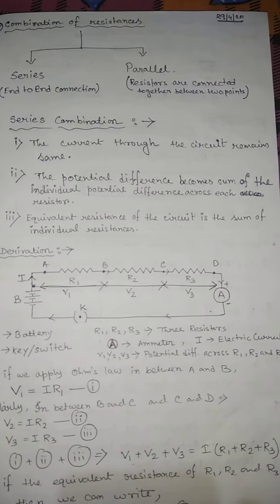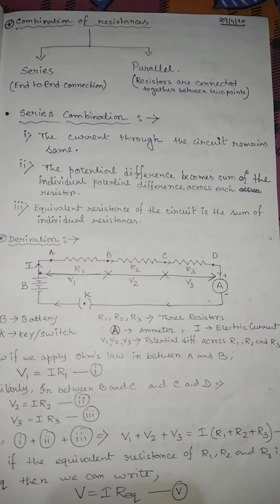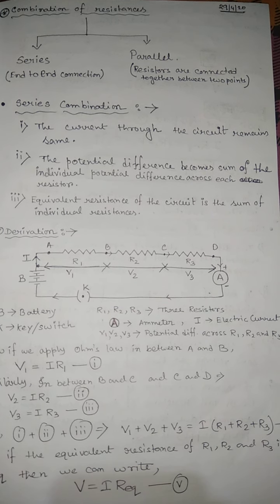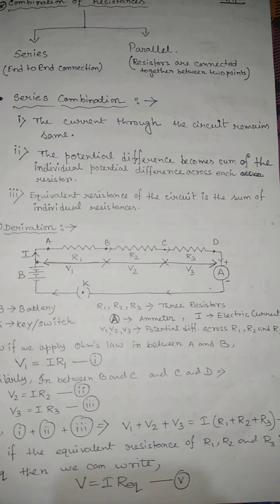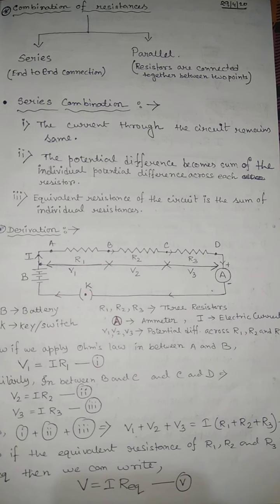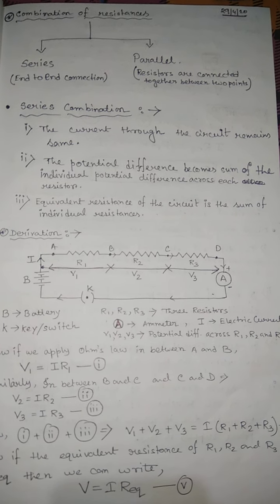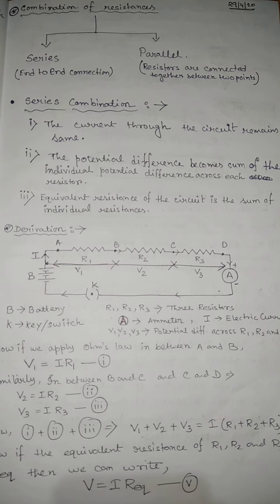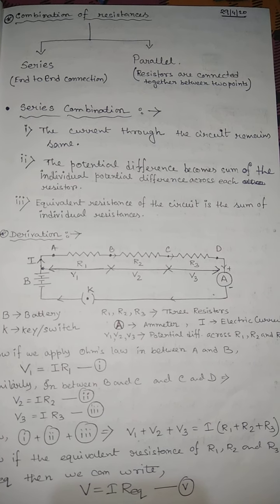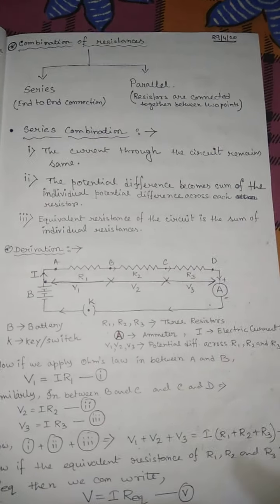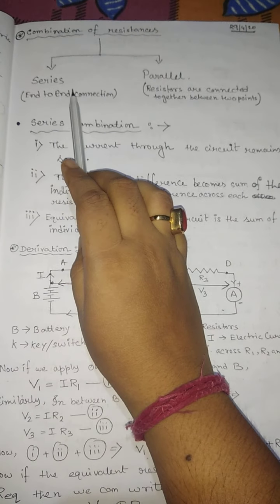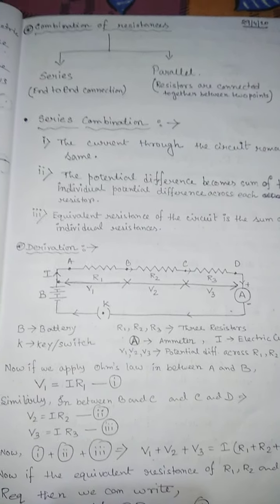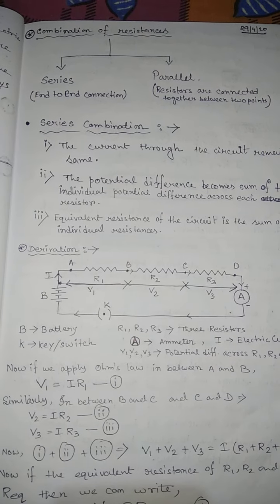Okay, so dear student, in this class we discuss the combination of resistances, or resistors. In the last class we understood Ohm's law, resistance, the concept of resistivity, and some numericals. Now in this class we discuss the combination of resistance. There are two types of combination of resistances: one is series, another is parallel.